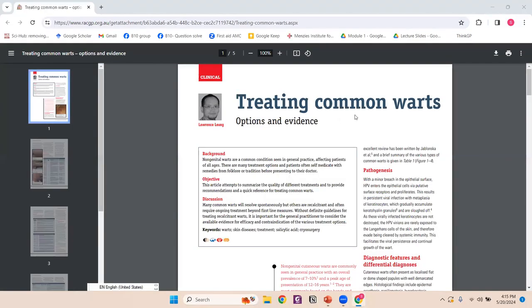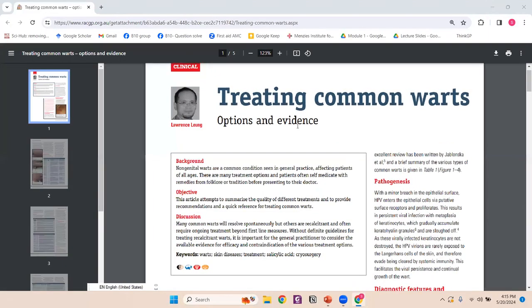Let's see. This is a question testing your knowledge on cutaneous warts. They have given a picture of a foot, so that is a plantar wart. In the foot, if you have warts, it's a plantar wart. They have asked the management, so it is a question testing your knowledge on treatment of common warts.